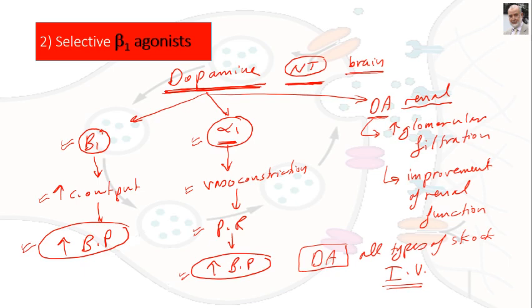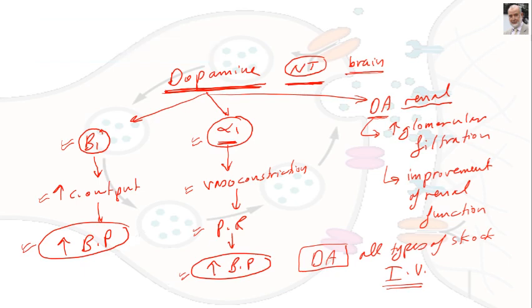So these are the most important selective beta-1 agonists. Dobutamine, which has a selective beta-1 effect, will increase cardiac output, increasing the blood pressure, and therefore it is used specifically for cardiogenic shock. And dopamine, which acts on beta-1, alpha-1, and dopamine receptors, can be used for different types of shocks. So these are the selective beta-1 agonists.